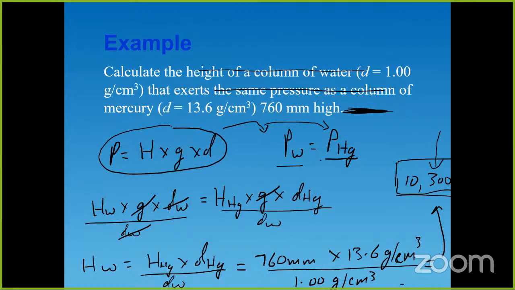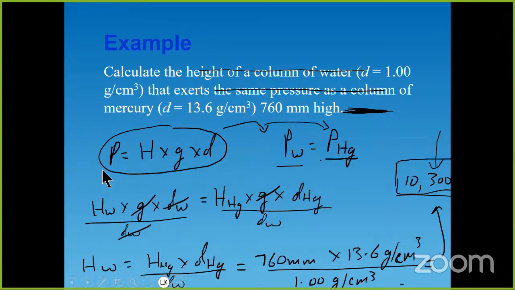Okay, now let's look at this example here. This example explains why mercury is the liquid of choice and not something much cheaper like water. Why do we use mercury in both the manometer and the barometer for the purposes of measuring pressure? So this question says, calculate the height of a column of water, and it gives the density of water, that exerts the same pressure as a column of mercury, and it gives the density of mercury, 760 millimeters high. Okay, so I was recording a video when I wrote all this down, so I'm just going to use this here to answer this question, all right?